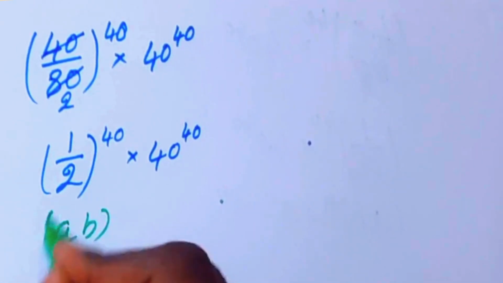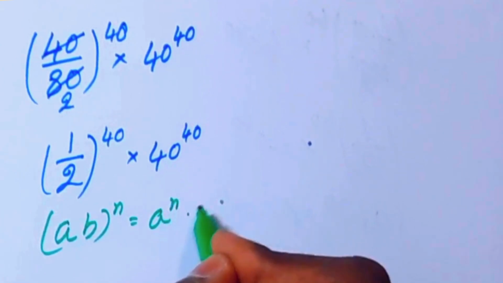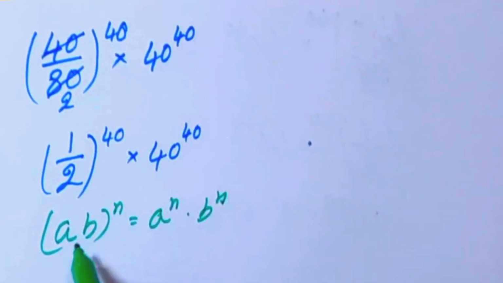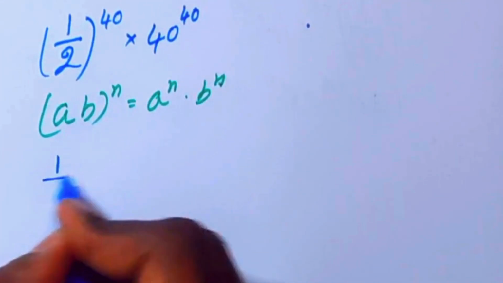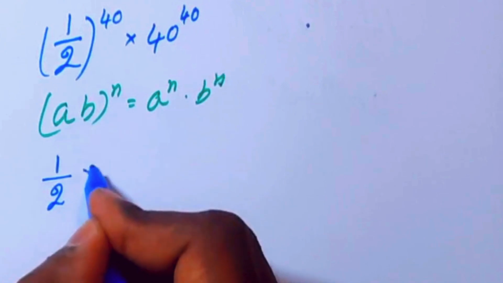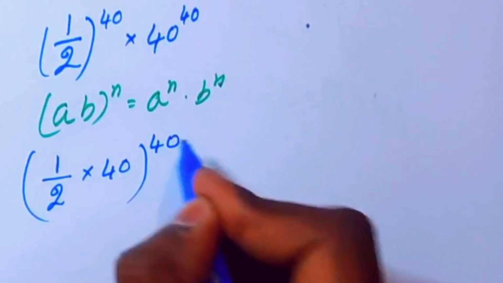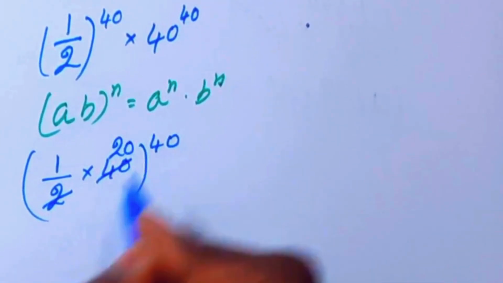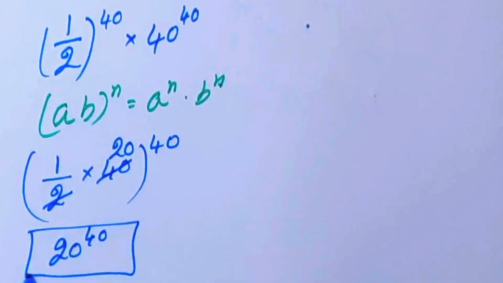(ab) whole power n equals a^n times b^n. So these powers are the same, and we are going to apply this formula. So (1 by 2 times 40) whole power 40. To simplify this, it is 20. So 20^40 is the final answer in method 1.